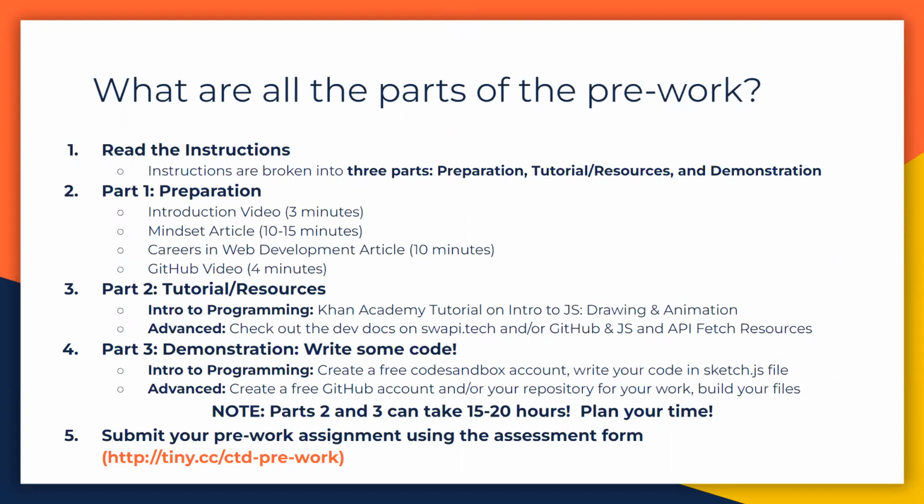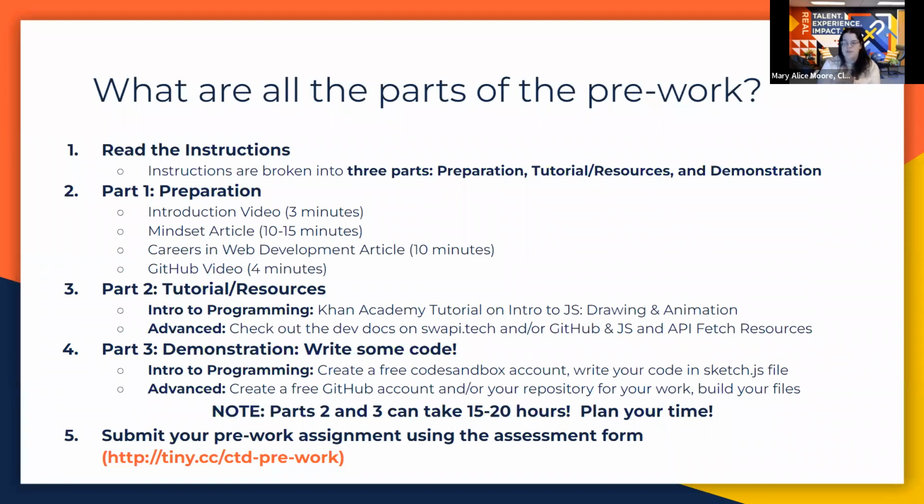Just plan your time accordingly, break it up into little pieces over the next week and a half, 2 weeks, so that you can get everything covered when you need to. And then once everything's done, just submit your pre-work assignment using the assessment form. You can either use that tiny.cc/ctd pre-work link, or it's also listed as assessment form on basically every web page that we have about the pre-work instructions. So it should be pretty easy to get to.